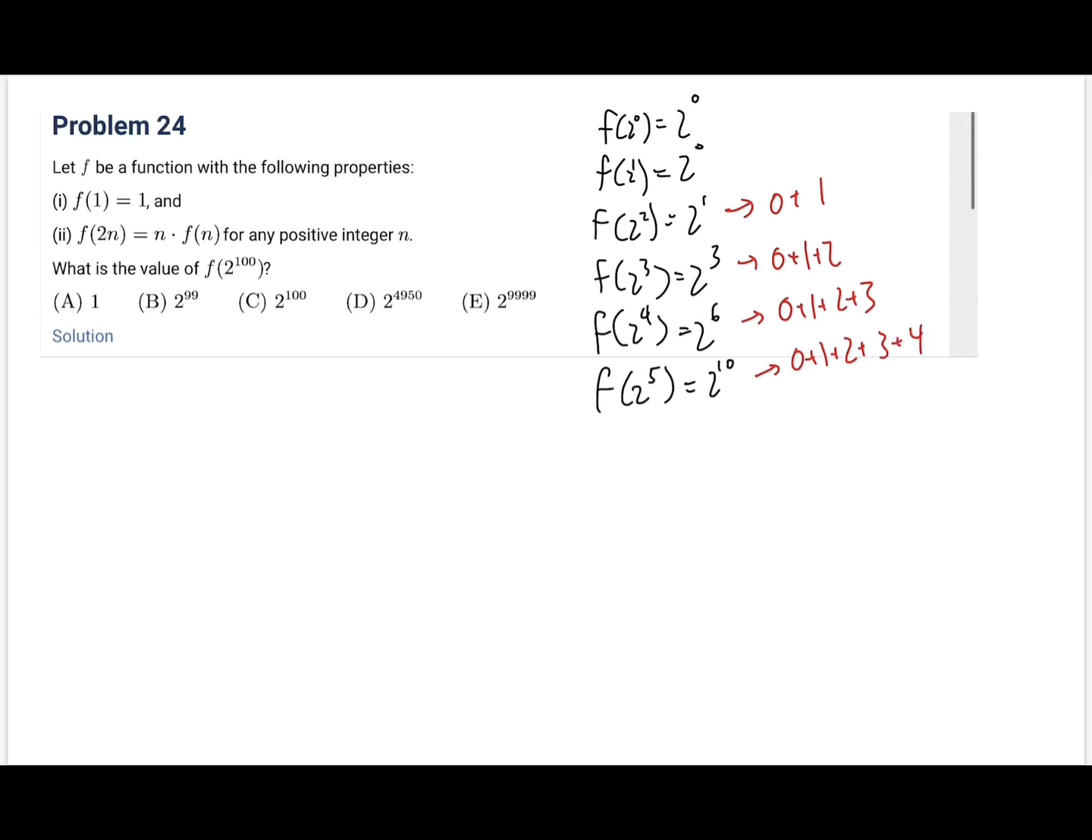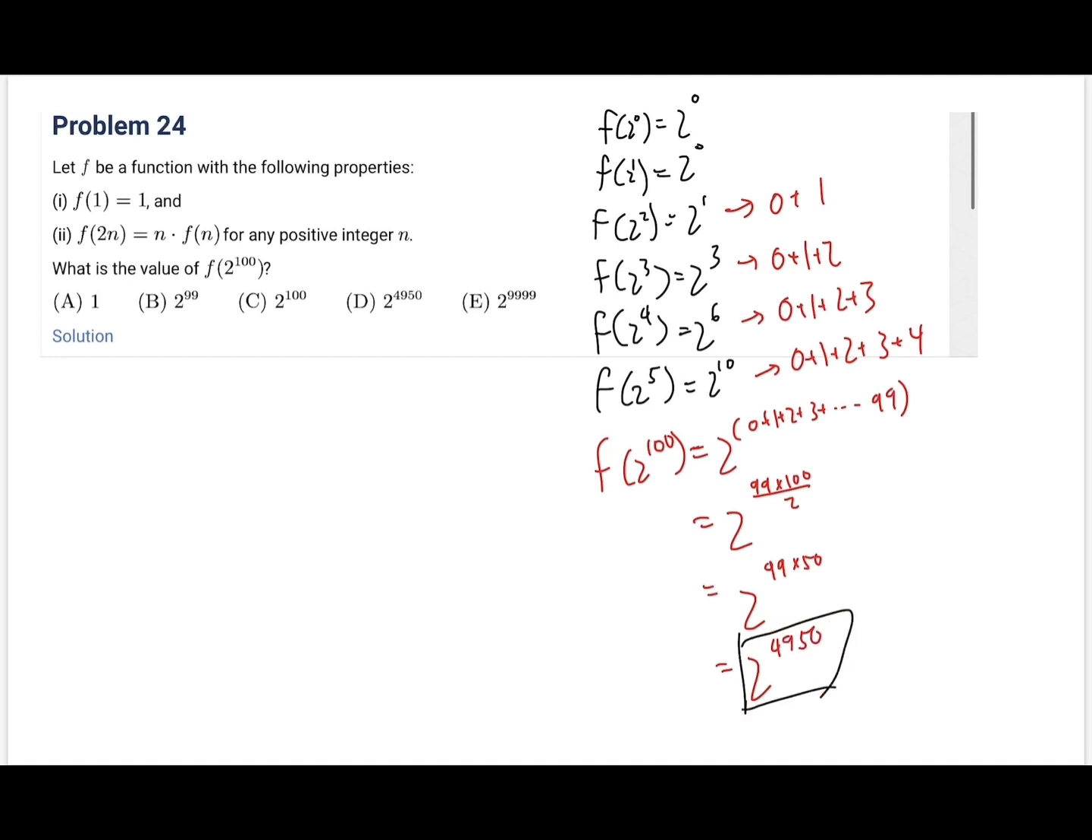And so f of 2 to the 100th power will be 2 to the 0 plus 1 plus 2 plus 3 plus all the way to 99, right? And so this would be 2 to the 99 multiplied by 100 over 2, so this is 2 to the 99 times 50. This is 2 to the 4,950th power. This is the same as D. The answer is D.